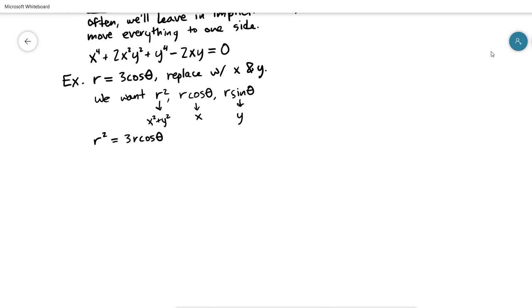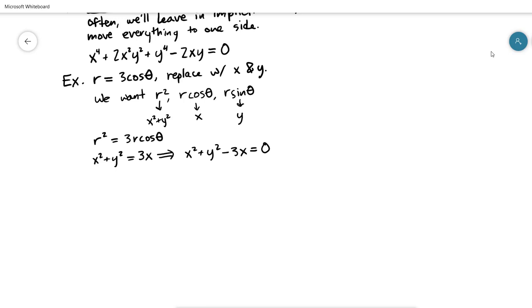And r squared, we just said, is very easy. That's just going to be x squared plus y squared. And on the other side, we've got this 3 that'll come down, but I just have r cosine of theta other than that. So that's just a 3x. Doing exactly what we did before, I can rewrite this as x squared plus y squared minus 3x equals 0.